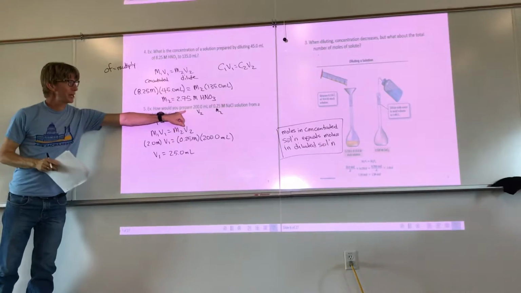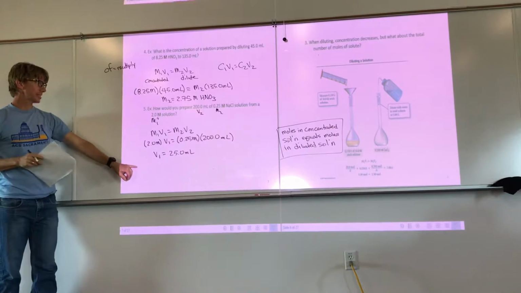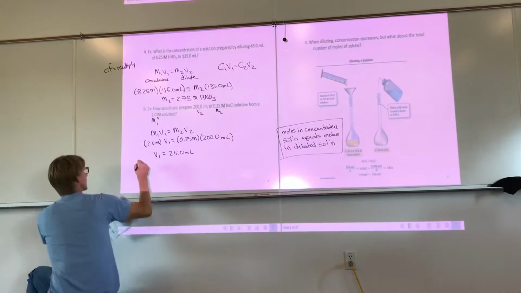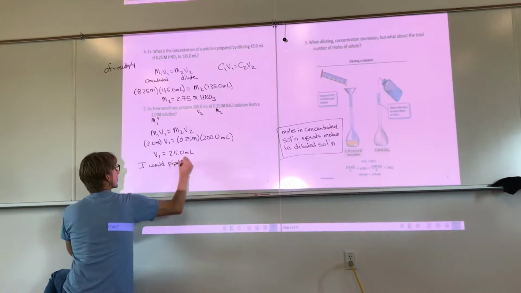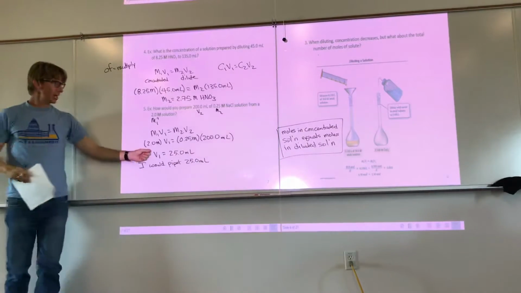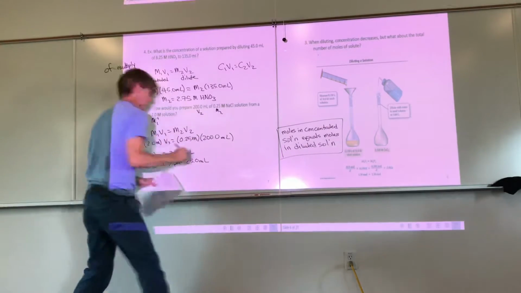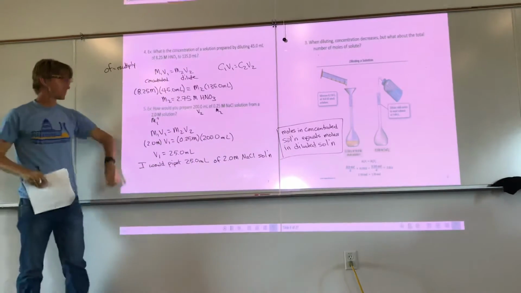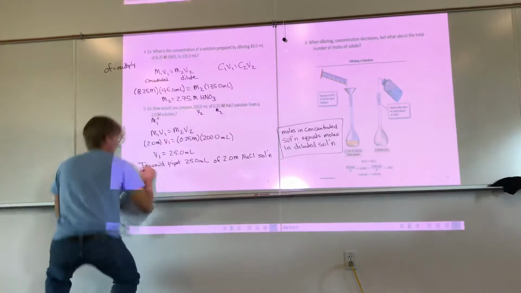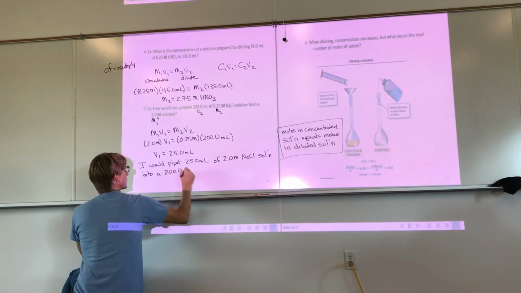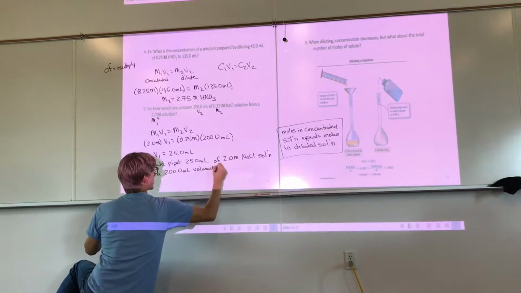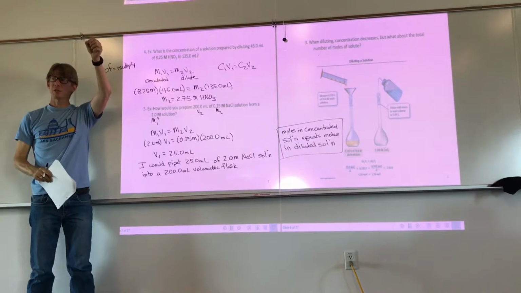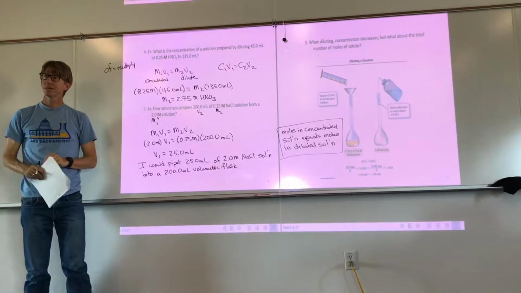And I'm going to actually answer, how would you prepare it? Well, we would, or I would, I guess. How would you? I would pipette 25.0 milliliters of 2.0 molar sodium chloride solution into a 200 milliliter volumetric flask. No trick. Then fill the volumetric flask until the bottom of the meniscus was sitting on the line.